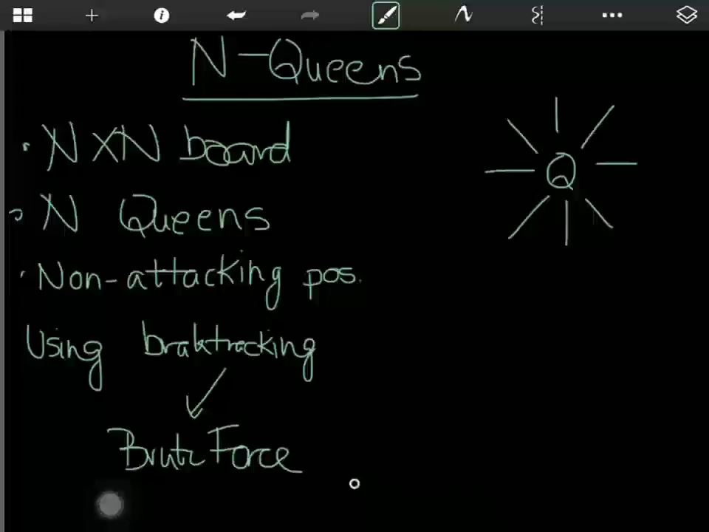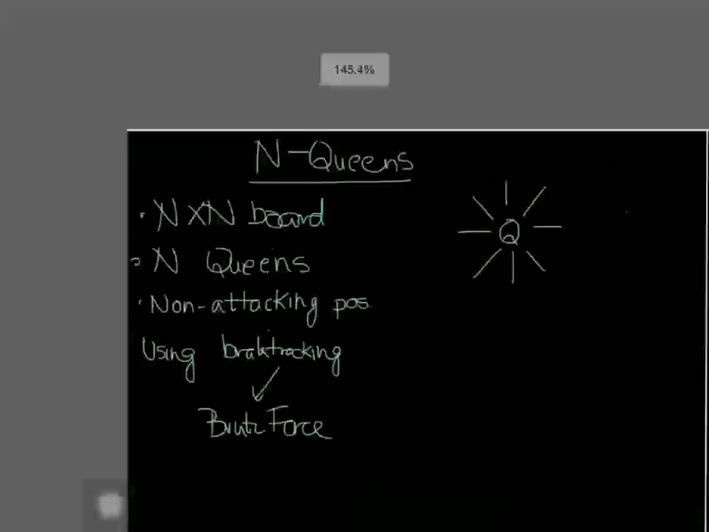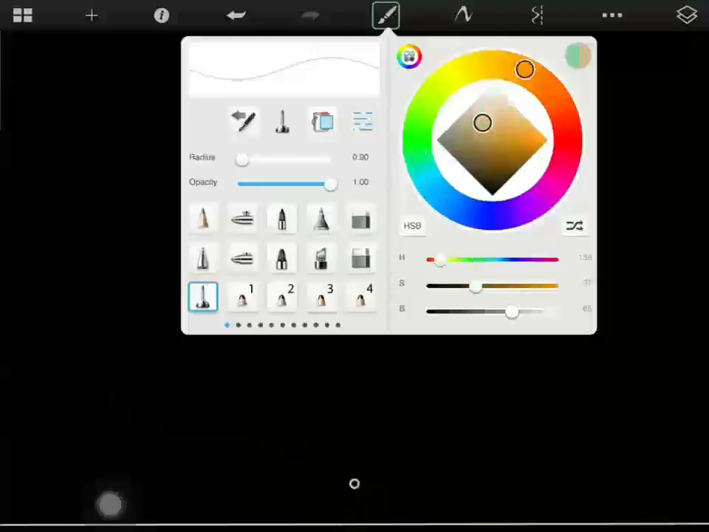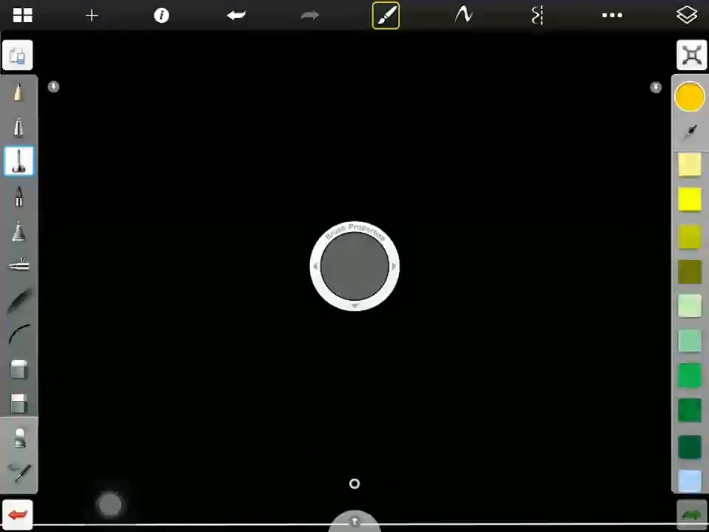So, what is backtracking? I'm going to go into what backtracking is. I'm using my iPad and my sketchpad, so it's pretty primitive. I need to remember to use colors, I keep forgetting this. I have a color palette here. So what is backtracking?